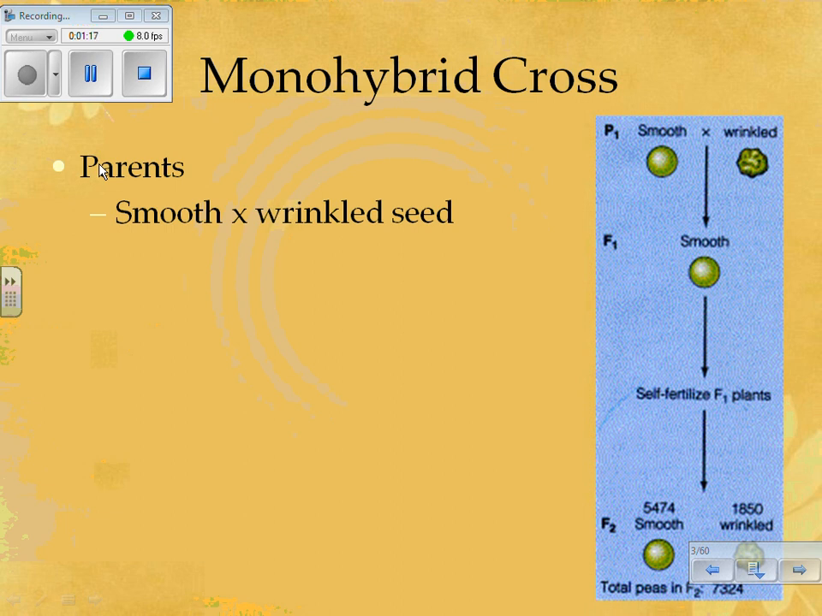And so he took two parents. He took, again, these are pea plants. He took a smooth plant and a wrinkled plant, and he crossed them, and he came up with that most of the offspring were all smooth. And if we look at some of the vocabulary here, the P1, these are generations. P stands for parent. The P1 generation, again, the parents were smooth and wrinkled, and the F1 generation, F stands for filial or offspring, they were all smooth.